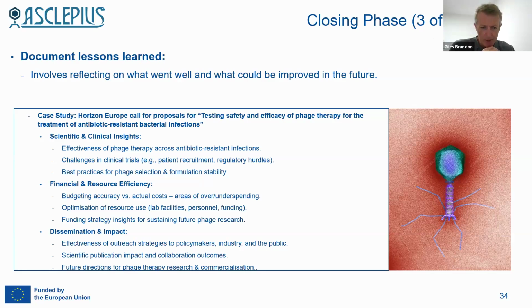The scientific publications, did we manage to publish in good high-impact journals? If not, what could be ways perhaps to improve that approach? And any future directions for phage therapy research and commercialization? Some reflections on that and perhaps capturing that could all be beneficial for the next time we're doing proposal preparation and running projects.